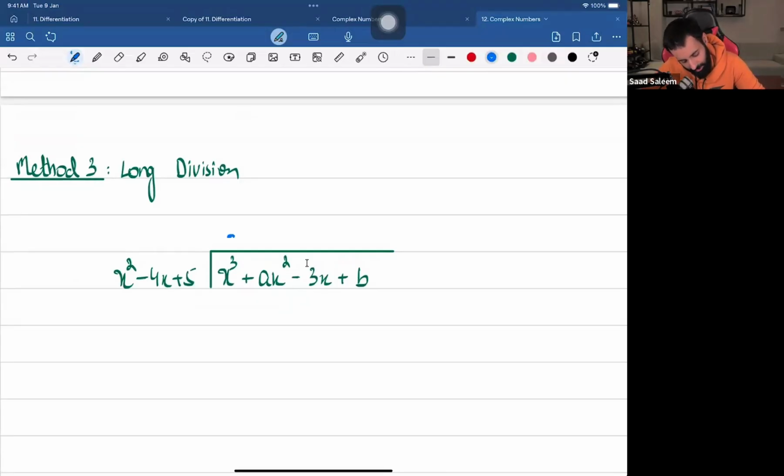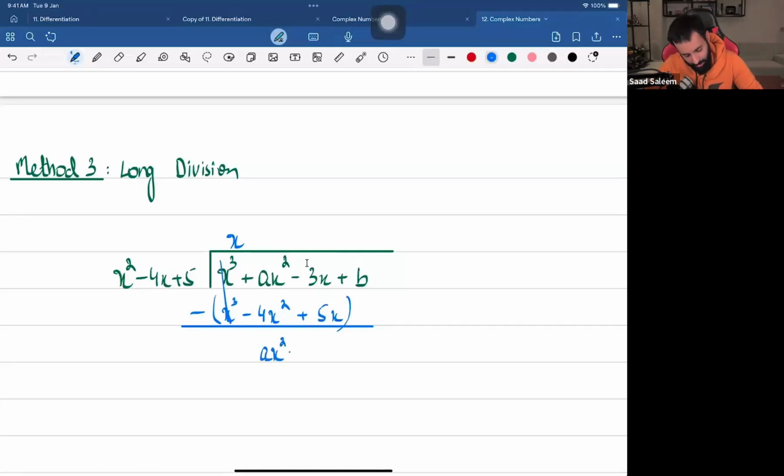So what should I multiply the quadratic equation with? I should multiply it by x. That gives me x cubed minus 4x squared plus 5x. And what do we do at this point? We subtract. So when you subtract, x cubed gets eliminated. ax squared minus minus 4x squared becomes ax squared plus 4x squared. Everything else as it is, meaning that minus 3x minus 5x becomes minus 8x and plus b as it is.